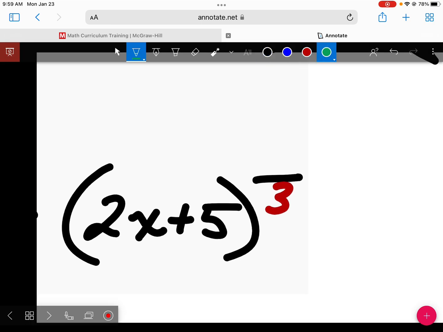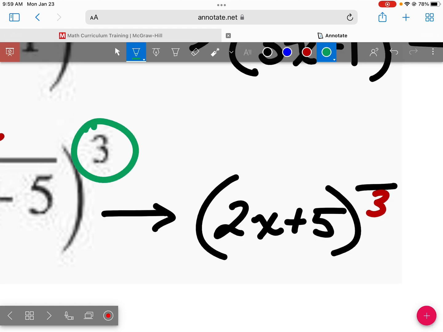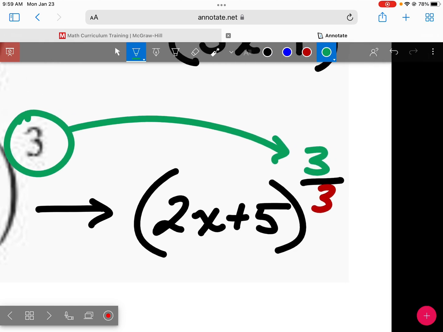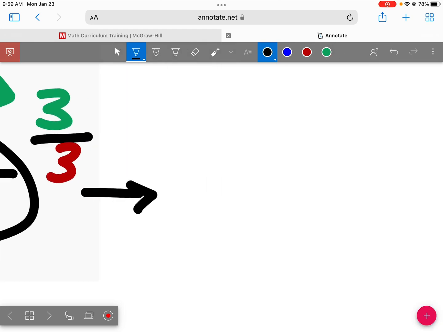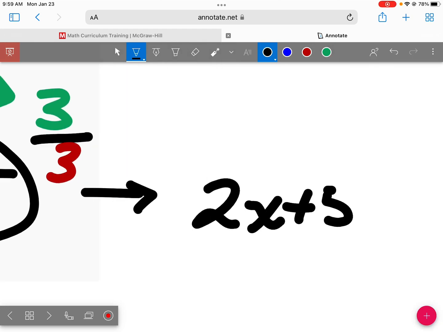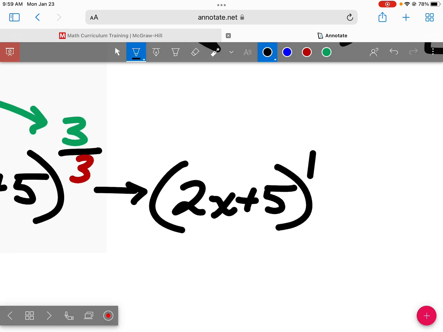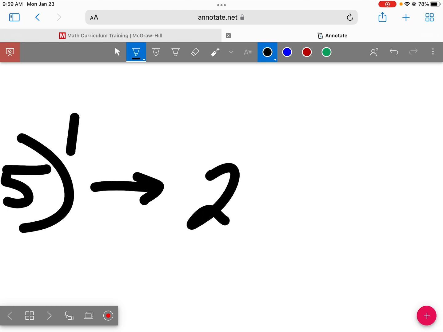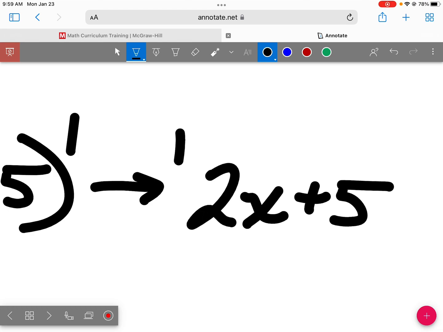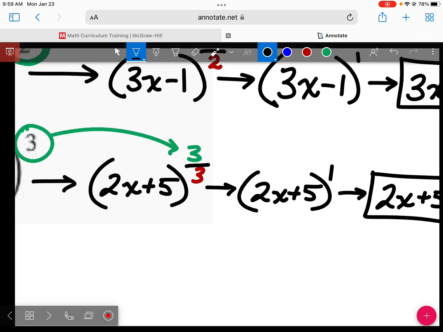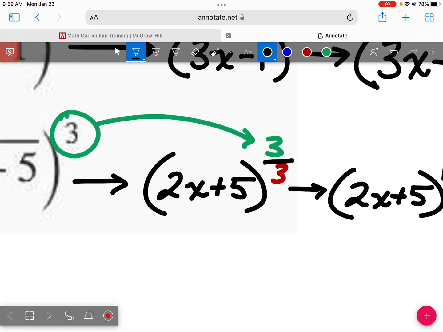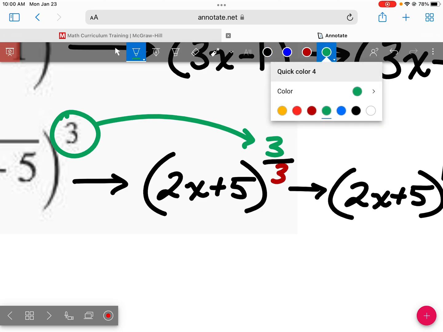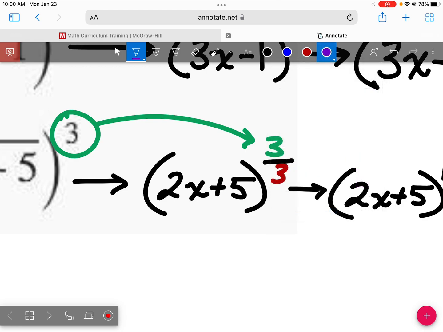What would I put up in my numerator? 3, coming from right here. 3 divided by 3 would give me 1. So that would be to the first power. And that middle step right there where I'm writing the first power, you can skip that. If you notice that the index and the exponent match, we can jump right to the end. When the index and the exponent match, they will cancel each other out.